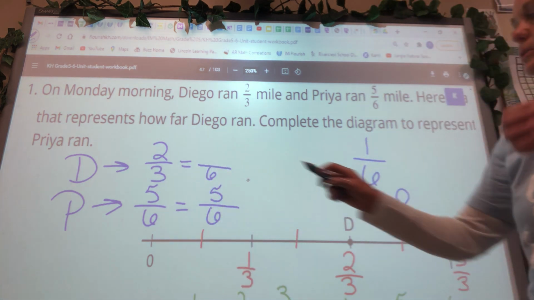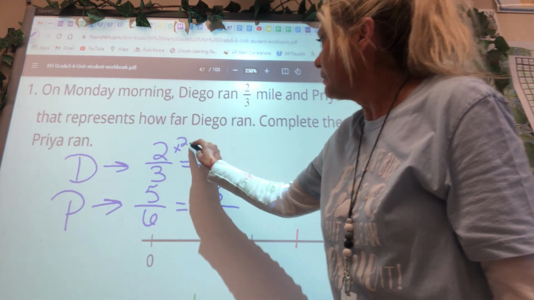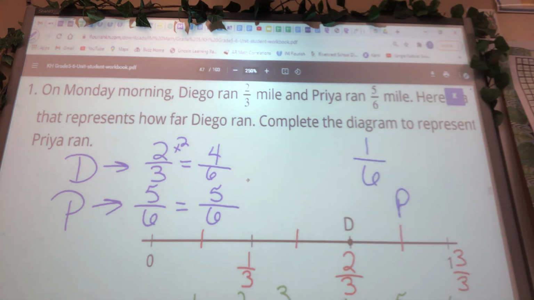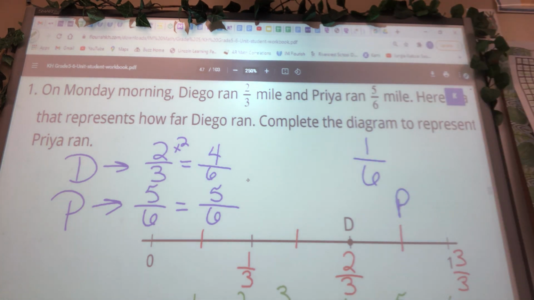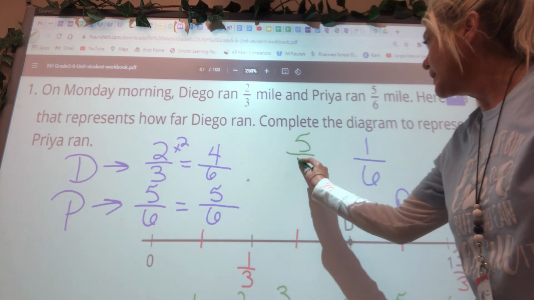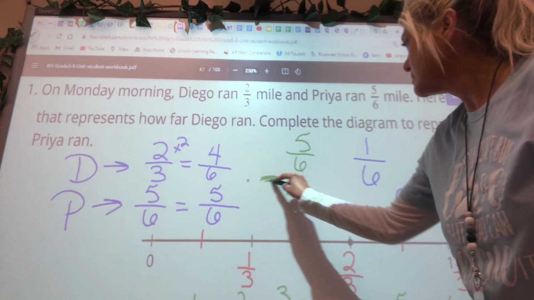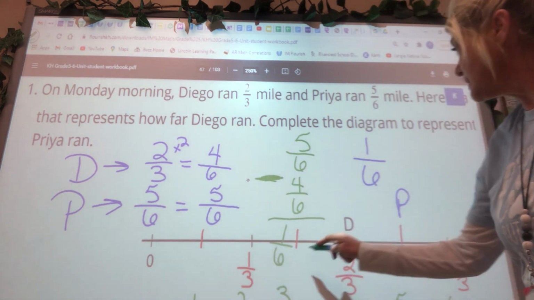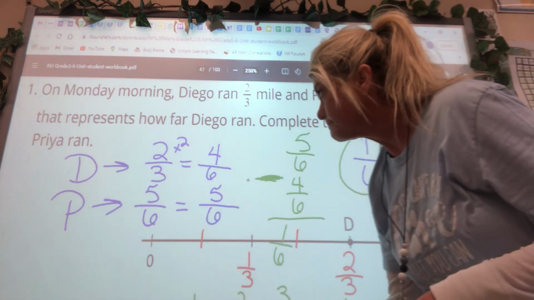What would I have to do to that 3 to get a 6? Times 2. If I do it down here, I have to do it here. 4, 6. Okay, and if we're finding the difference, we subtract. Does the larger one need to be on top? Yes. So just switch them. Minus. And we get 1/6, and that's what we said we should get when we looked at it on the number line.